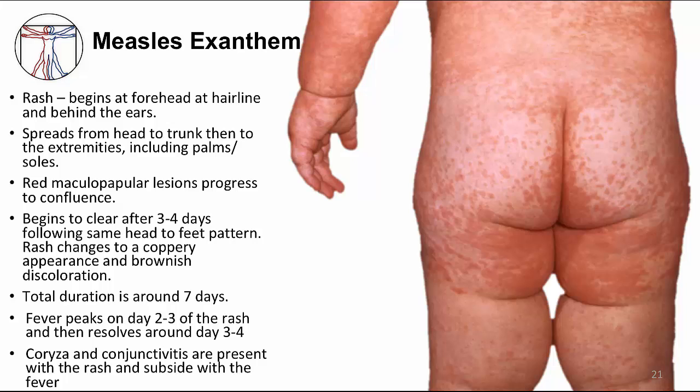After 3 to 4 days of rash, it begins to clear, and during this time, the rash takes on a coppery appearance with a brownish discoloration. The rash resolves in the same pattern, first the head, then downwards. Total duration of the rash is around 7 days.